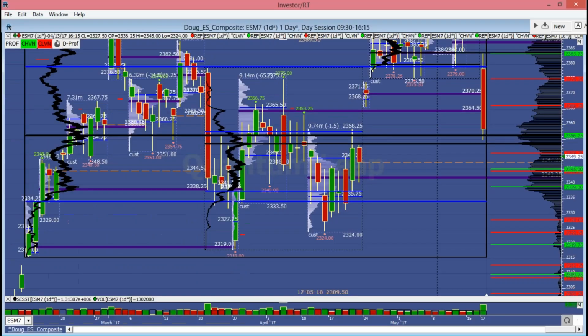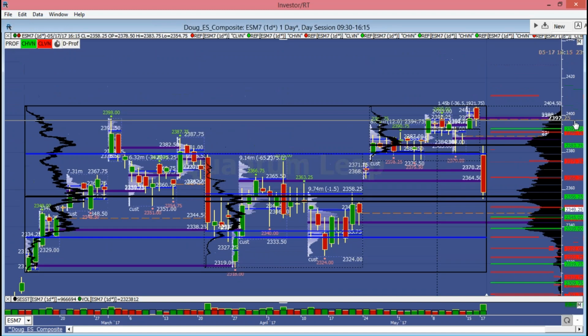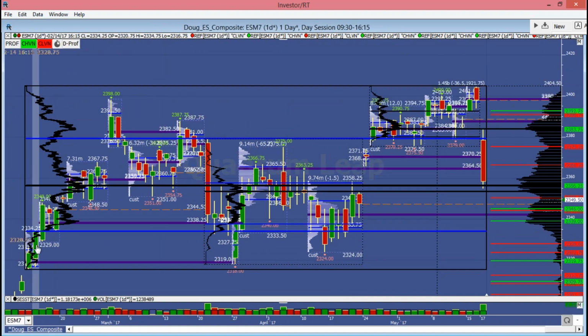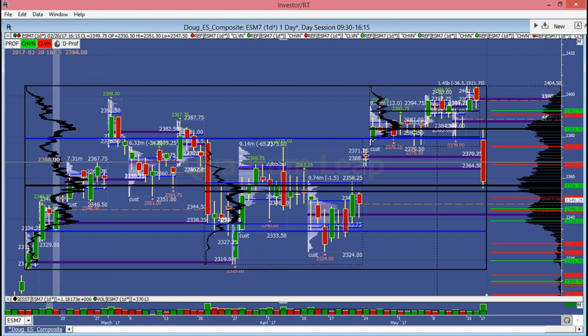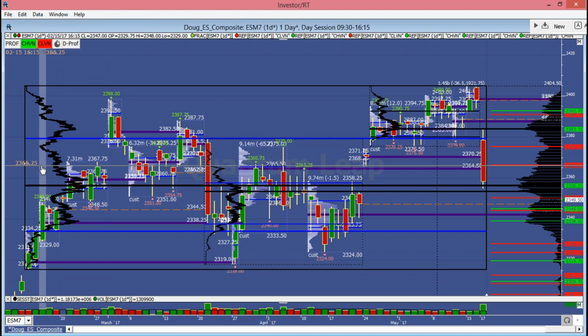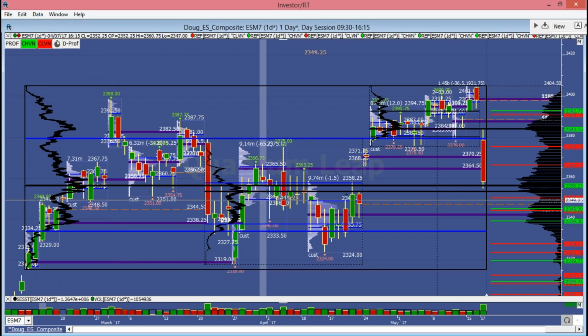Okay, taking a look at the structure. So the large black outline is our overall microcomposite, the balance that we've been in, going all the way back to the gap up day on February the 13th. Our most traded price is 23.5650, or our microcomposite VPOC.